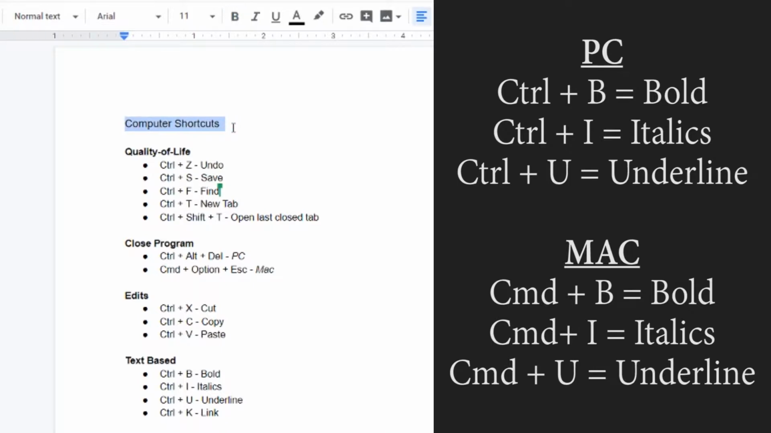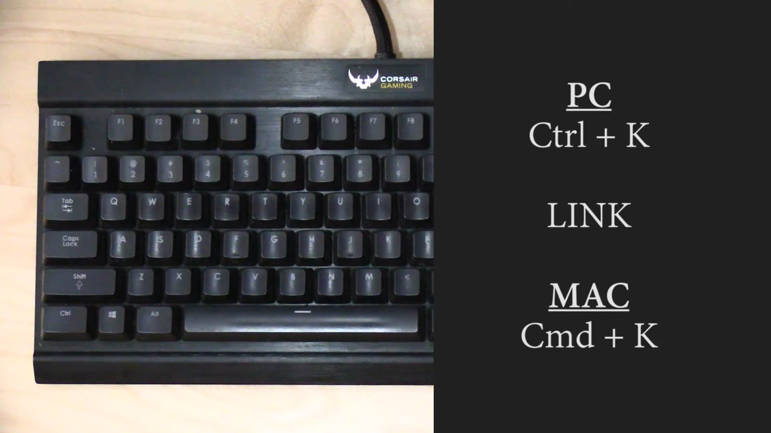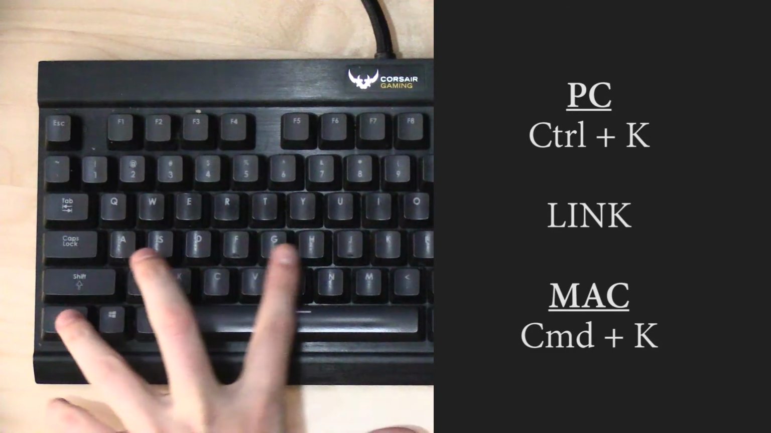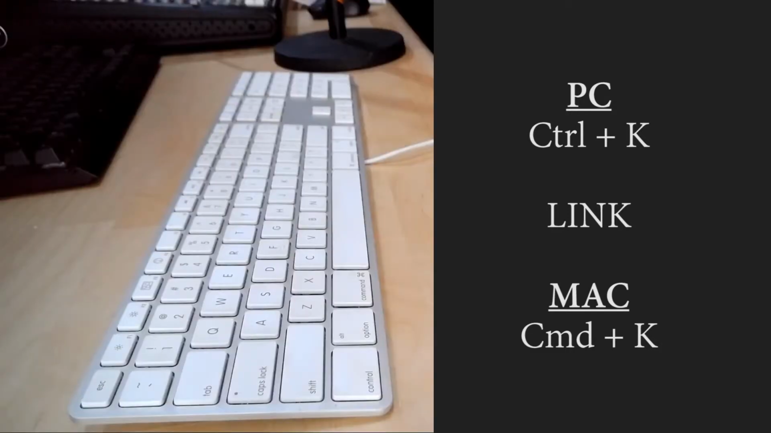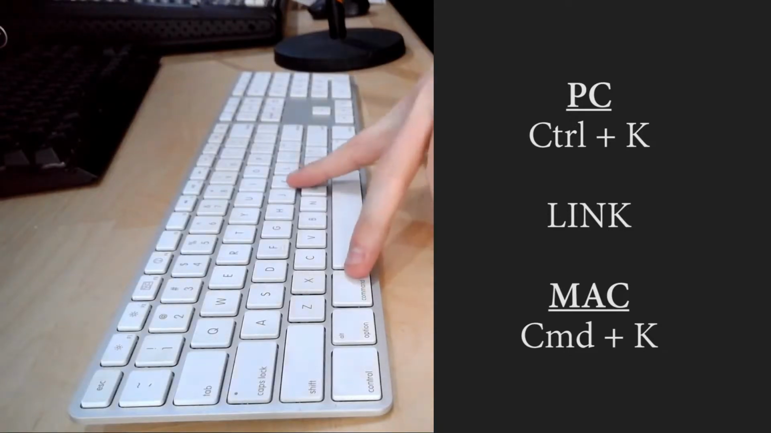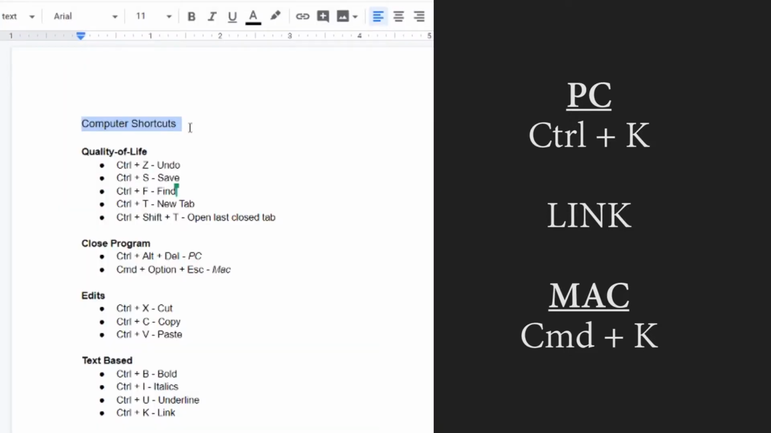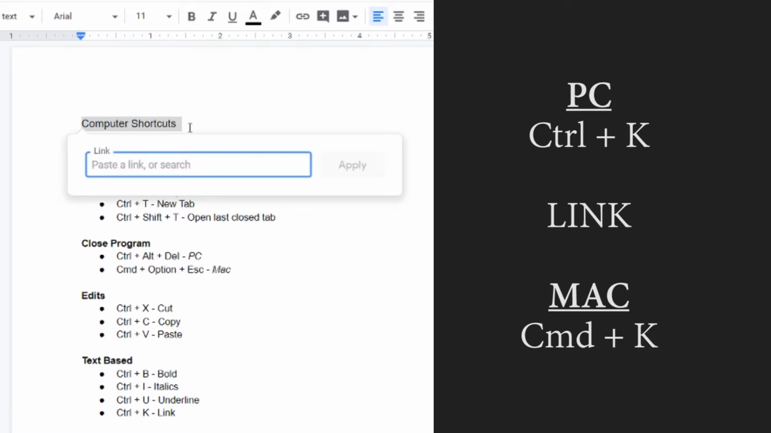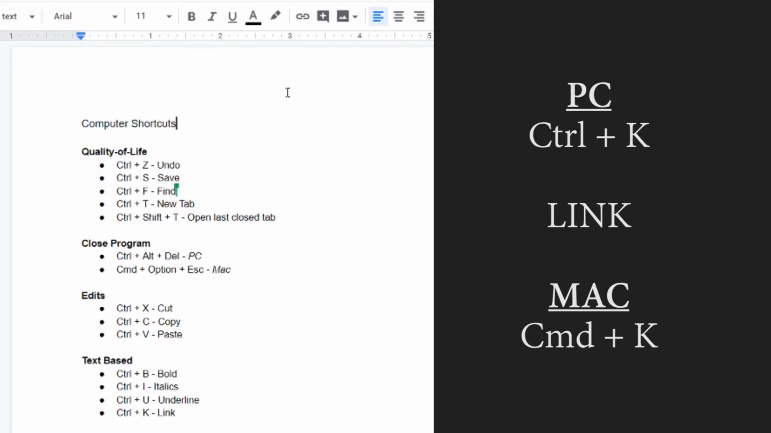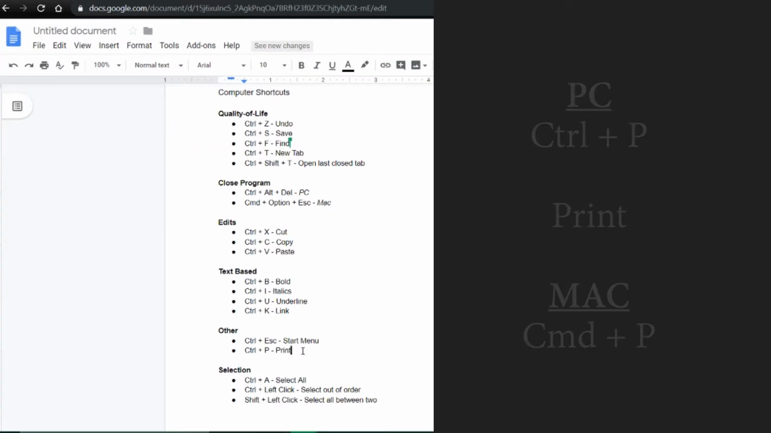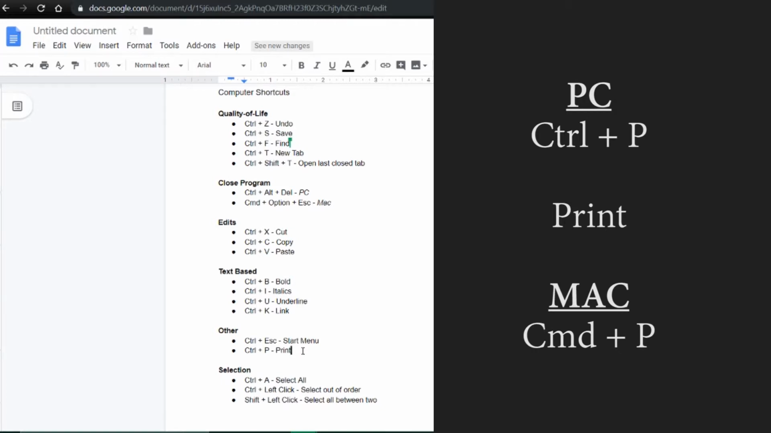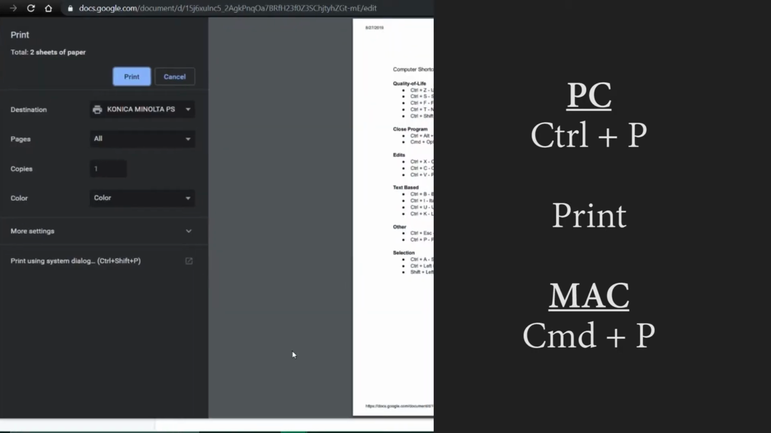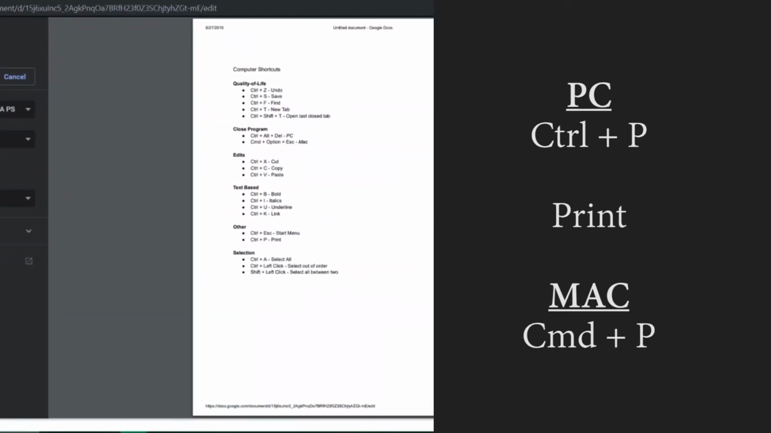Now another shortcut you may or may not need, Ctrl K, and on a Mac, Command K. will set the selected text to a link, and you can proceed to type in the link or paste it if you already have it copied to create a hyperlink. To print, Ctrl P. This can be done within an application or straight from your desktop.